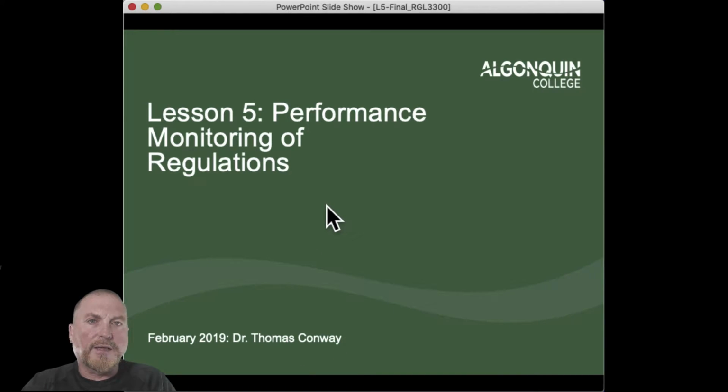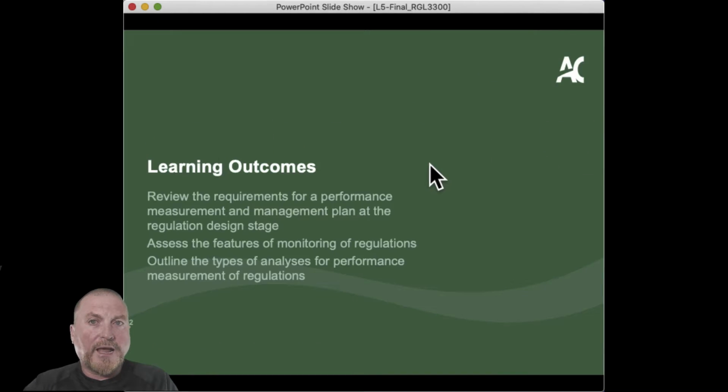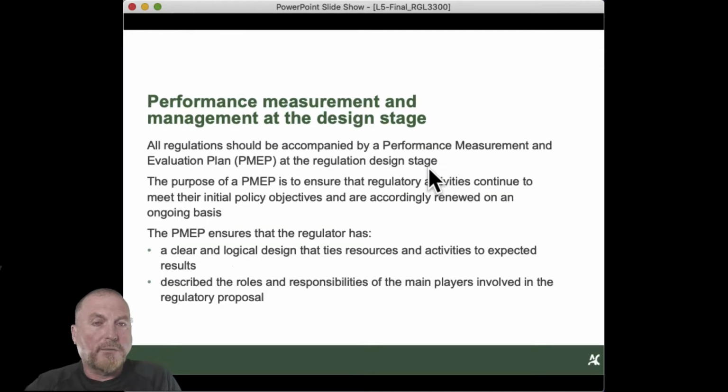Performance monitoring of regulations is a critical issue that most regulatory textbooks, and a lot of people who even profess to know something about regulation, don't spend a lot of time talking about. But in fact, a regulation can't be approved by the cabinet in Canada without having some kind of a structure in place as to how that regulation is going to be performance measured and evaluated, and that's called a PMEP, Performance Measurement and Evaluation Plan, which must follow the regulation from its very early days.